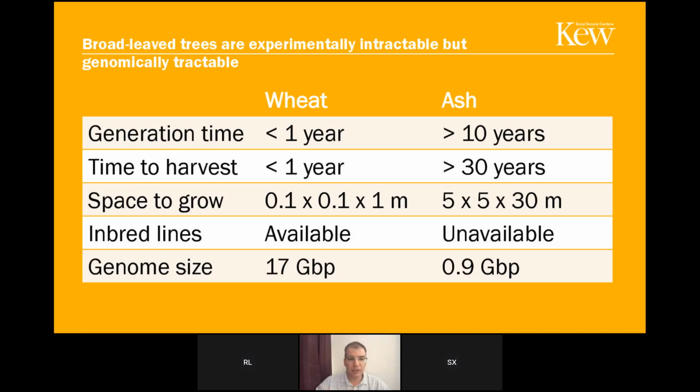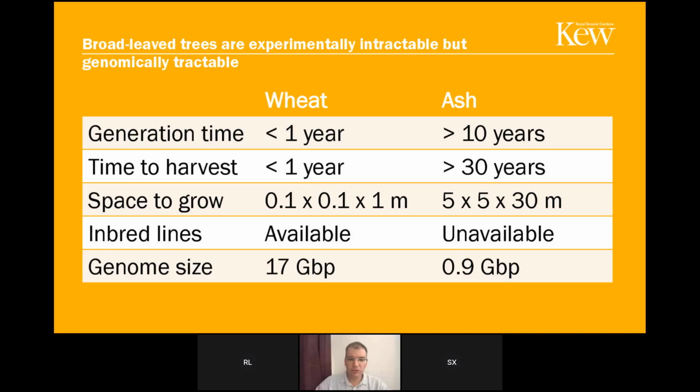If we compare wheat and ash, wheat has a generation time of less than a year, a time to harvest of less than a year. It grows in a small space. You can have inbred lines. With ash, long generation time, long time to harvest, huge space to grow, no inbred lines. However, the wonderful thing about ash is its genome size is only 0.9 gigabase pairs. It's less than a third of the size of the human genome, whereas wheat has a genome size of 17 gigabase pairs, much bigger, of course, than human beings.